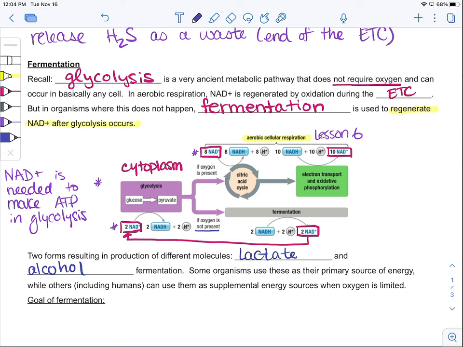I was mentioning recently that with humans, we're going to enter that lactate fermentation in times where our bodies are under aerobic stress, so if we're doing some aerobic activity or things of that nature. I'll explain that further on the back of the page as well. But I wanted to reiterate something that I said earlier. The whole goal of fermentation is to regenerate NAD plus, and the reason for doing that is so that glycolysis can continue.